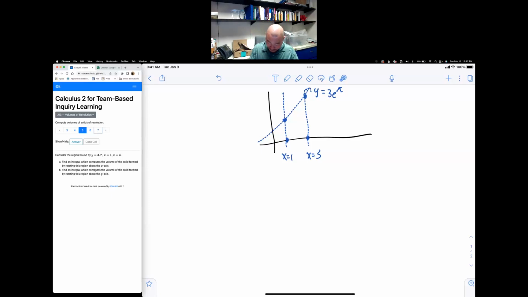So, one thing to note is that while this curve here can be thought of as the curve y equals 3e to the x, the same curve can also be thought of as x is the log of y over 3.